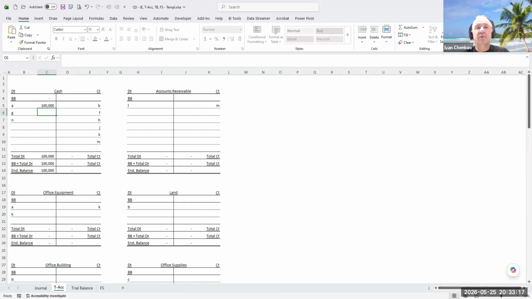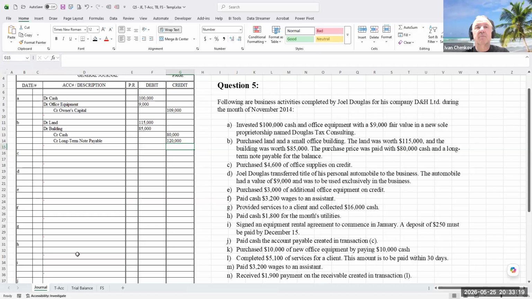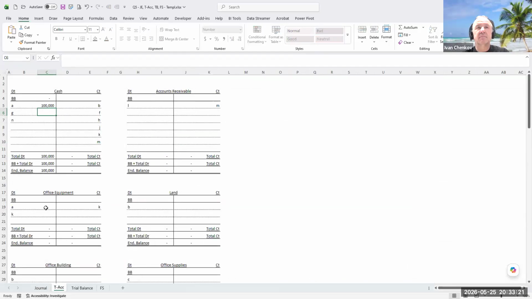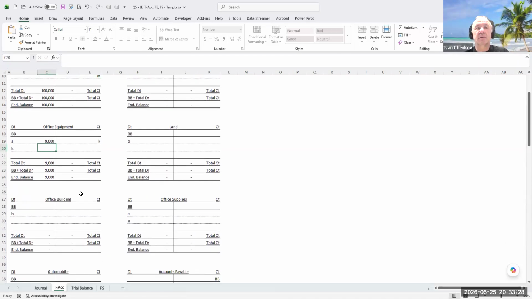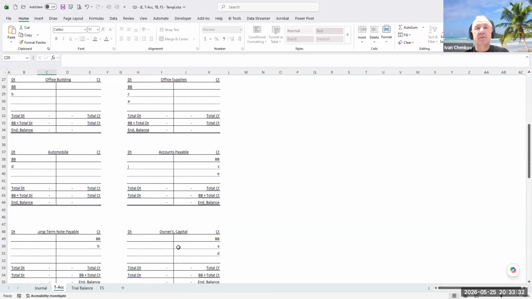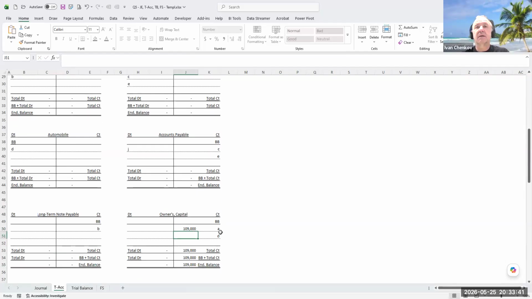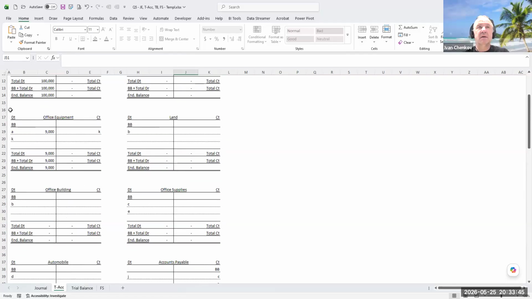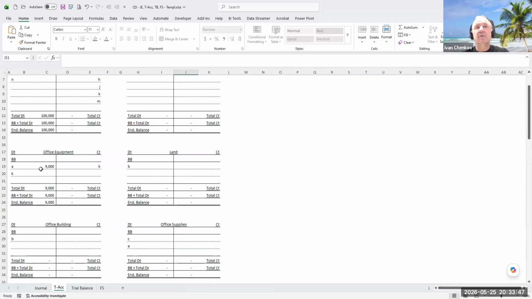And he also brought equipment for $9,000. And that goes to his capital account. Let's find his capital account here somewhere. Owner's capital account, letter A, as you can see, $109,000. So that's letter A. 109 on the credit side, 109 on the debit side.